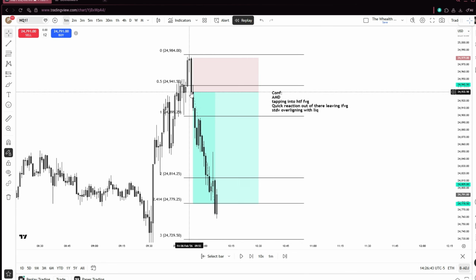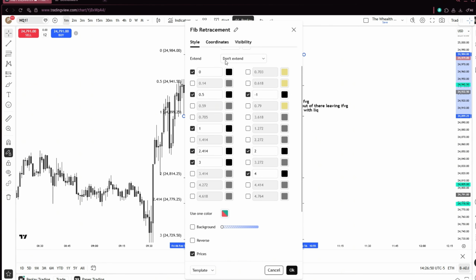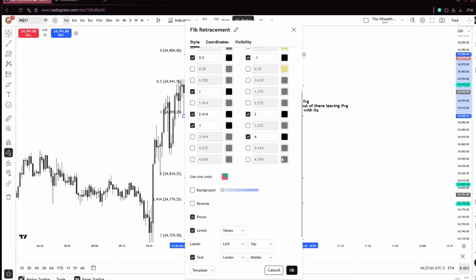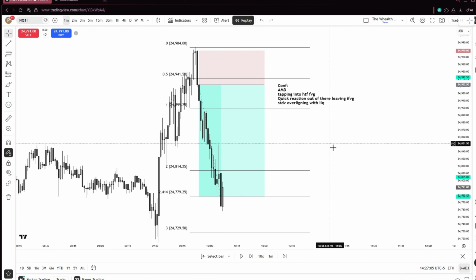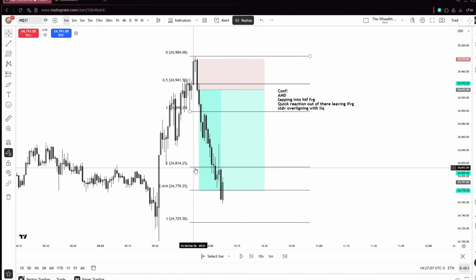For everybody who asked what my fib settings are, these are my fib settings. The 0.5 and the -1 are not that important, but the rest is relatively important. The 4 level I use rarely. So this was the first trade I took.